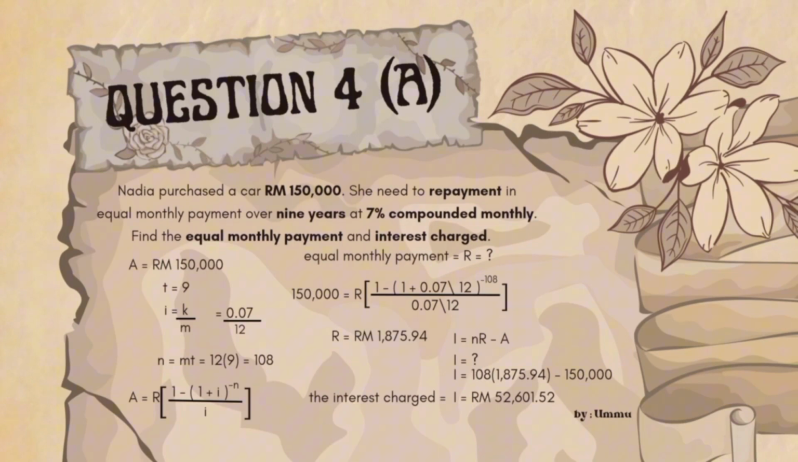By using this formula, we put 150,000 equal R in bracket 1 minus 1 plus 0.07 over 12 to the power of negative 108 over 0.07 over 12. So we will get the equal monthly payment, which is R equal 1,875.94 cents. After that, we have to find the interest charge by using the formula I equal NR minus A.